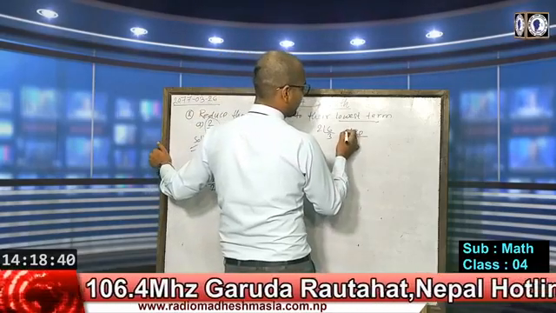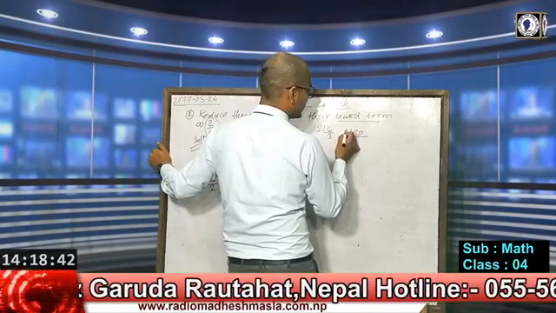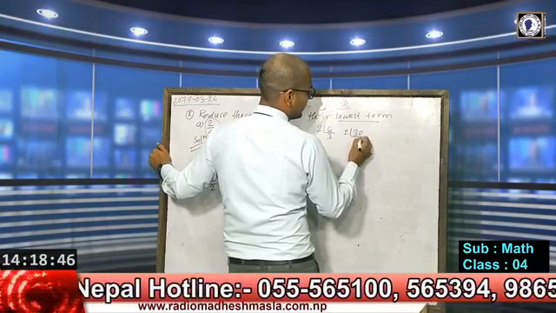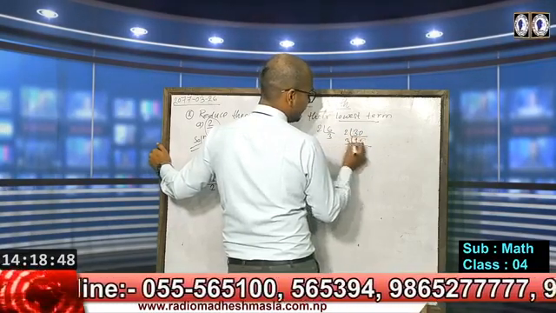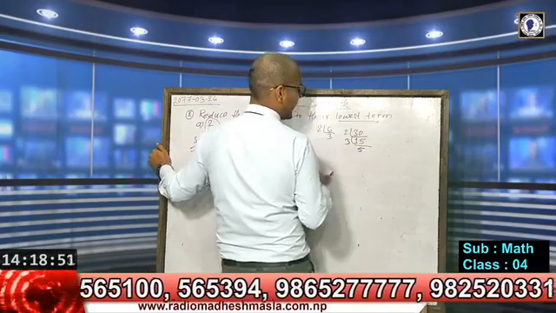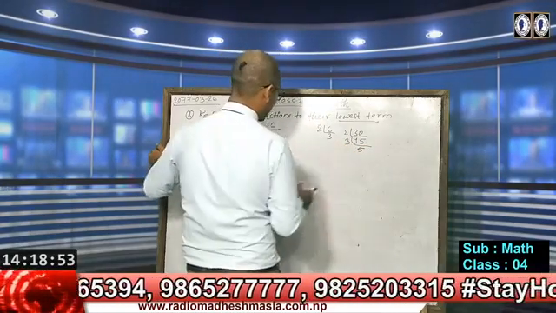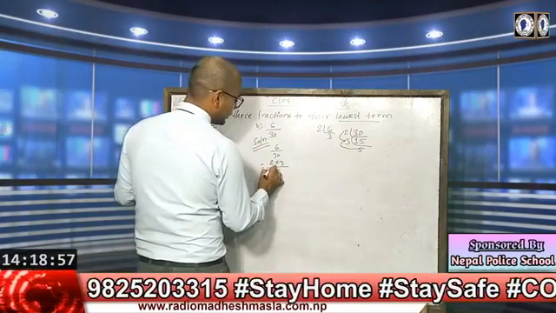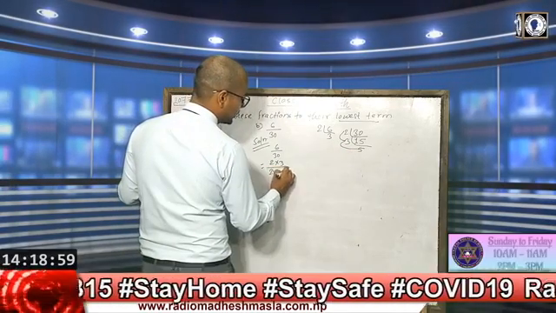So to get 30, we divide 30 by 2 first. Then we will get 15. Then 15 divided by 3, we will get 5. That means 2 into 3 into 5. These all are prime numbers. So here, 2 into 3 into 5.